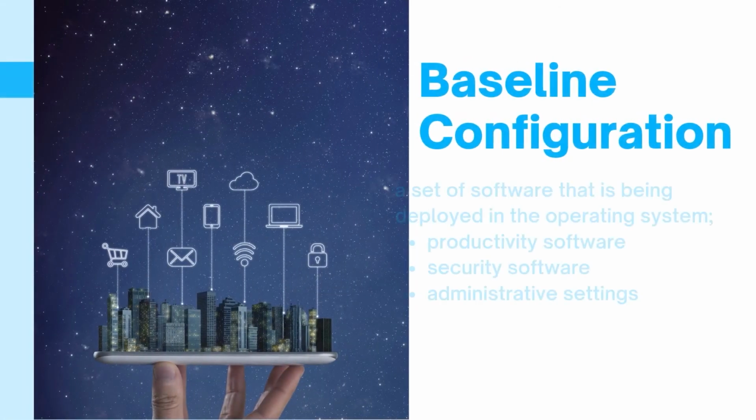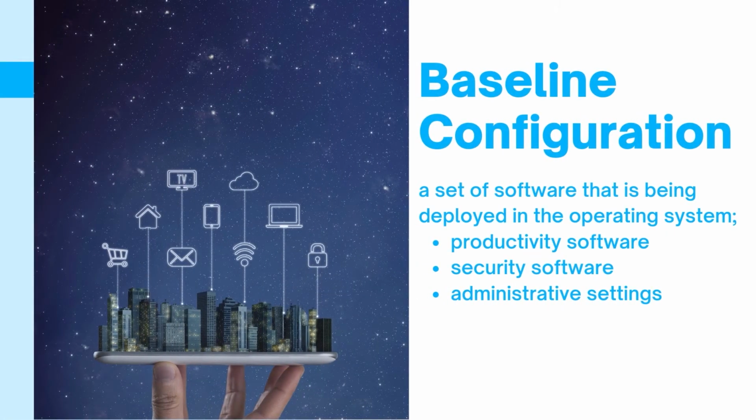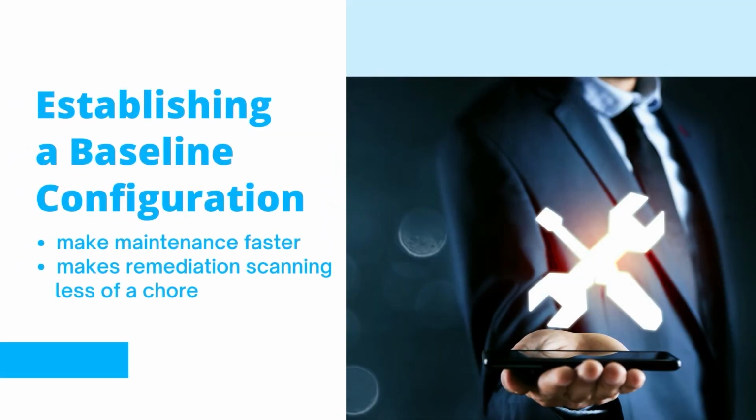A baseline configuration is a set of software that is considered required for the type of system being deployed. This can include the operating system, productivity software, security software, and administrative settings. Establishing a baseline configuration ensures that all similar systems have the same software loads to make deployment and maintenance faster.